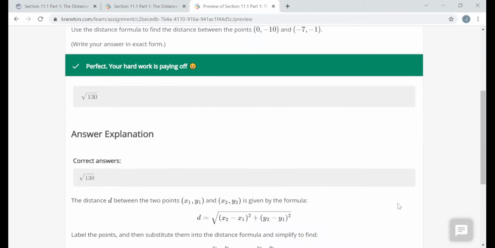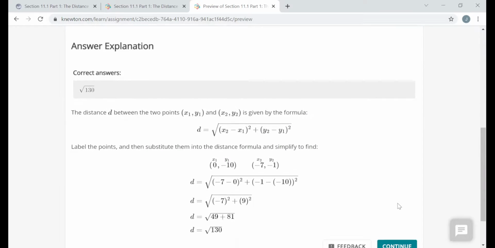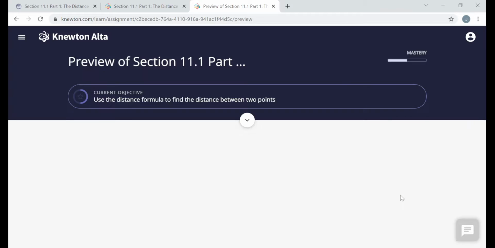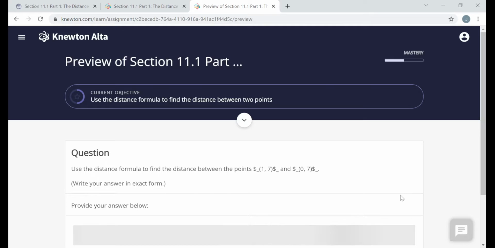All right. So again, read through your answer explanations, please. All right. Next question, same objective. Once again, we are asked to use the distance formula to find the distance between the points (1, 7) and (0, 7). Now, this is ridiculously simple because notice how the y coordinates are the same.